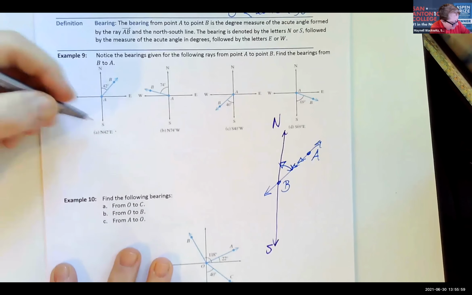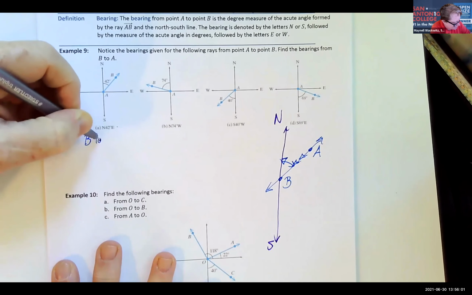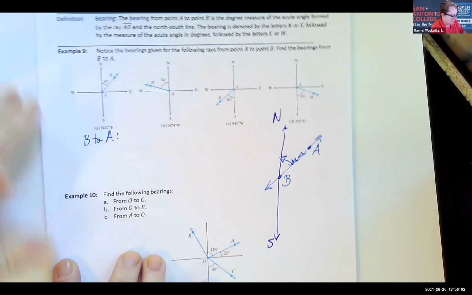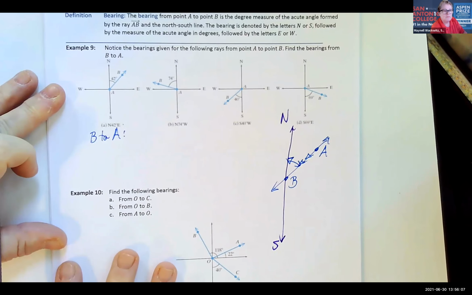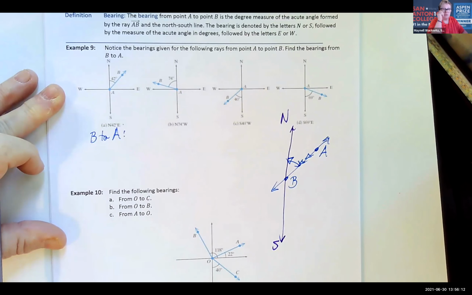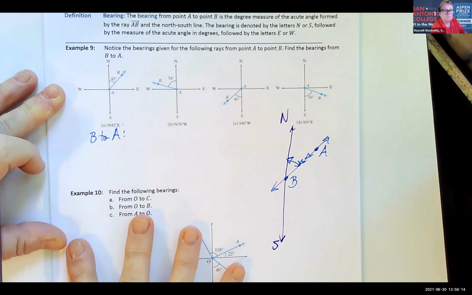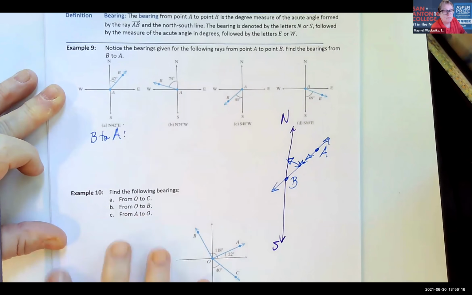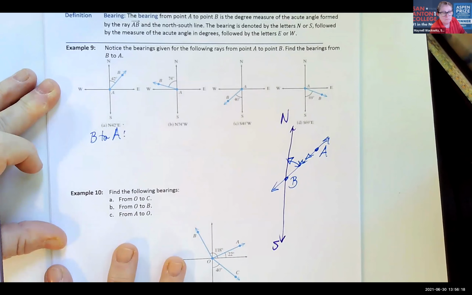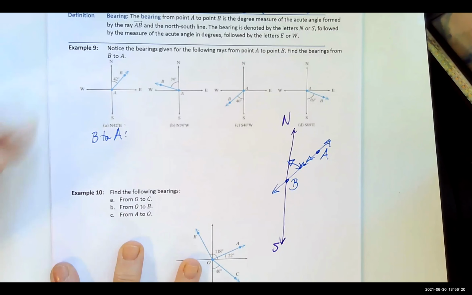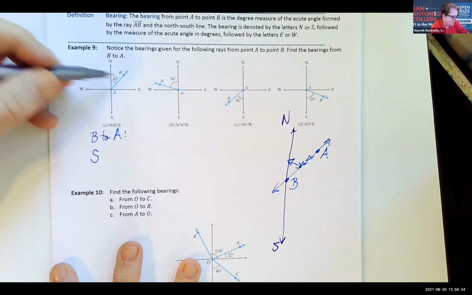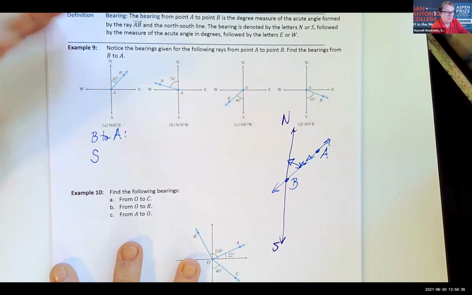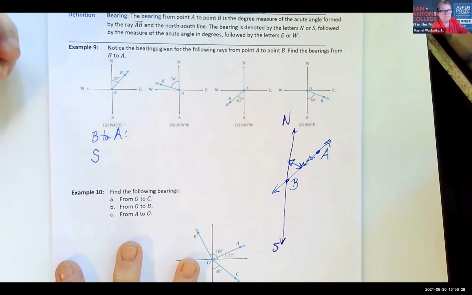What would B to A be? What if we're going the opposite direction? Are we going toward the north or toward the south? South. Good. And with respect to the closest angle to the vertical, what is the angle going to be?